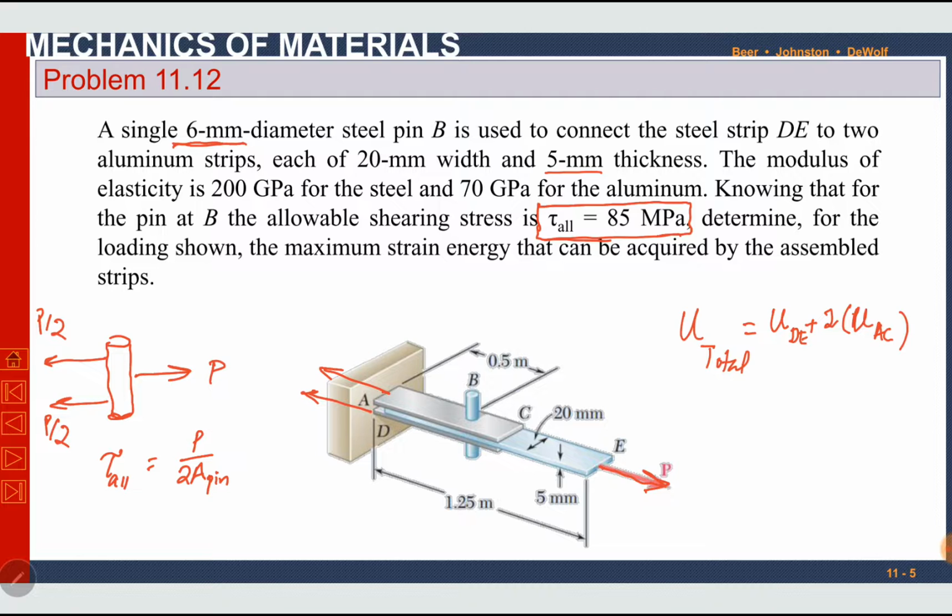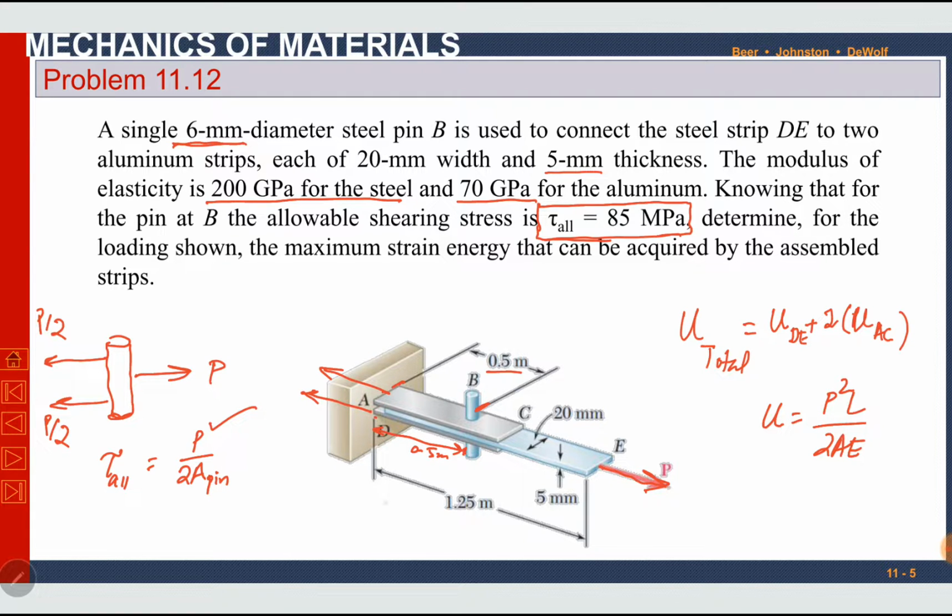Now we will need the areas of the plate. What is U actually? P square L divided by 2 AE. So we will need length. P can be found from this expression. We will need length of each plate, area of each plate, and E of each plate. E is given for both steel and aluminum. Length of each plate can be found from this figure. This plate AC has a length of 0.5 meter. Similarly, this bottom plate is also of same length.